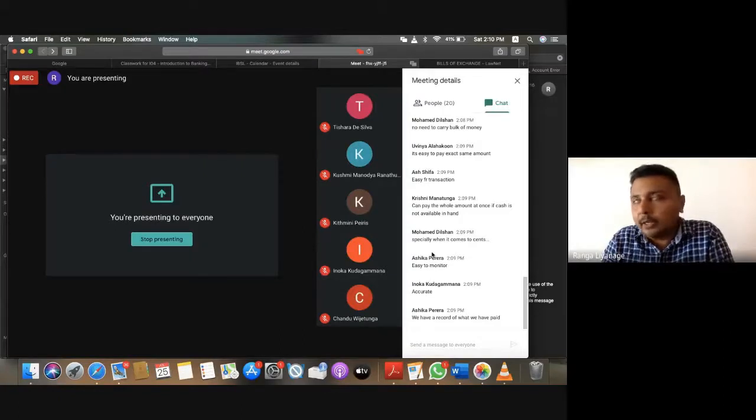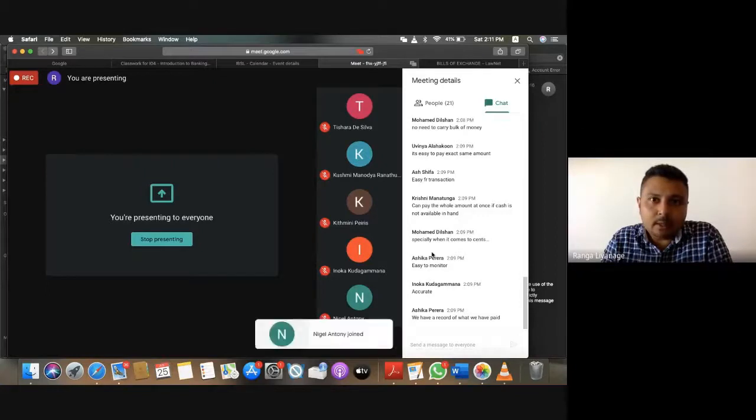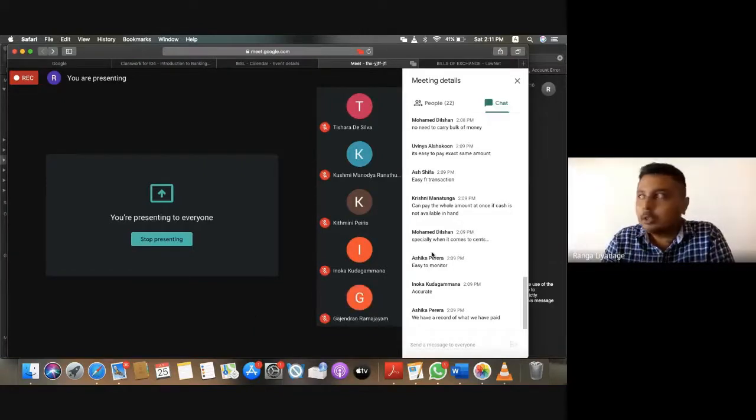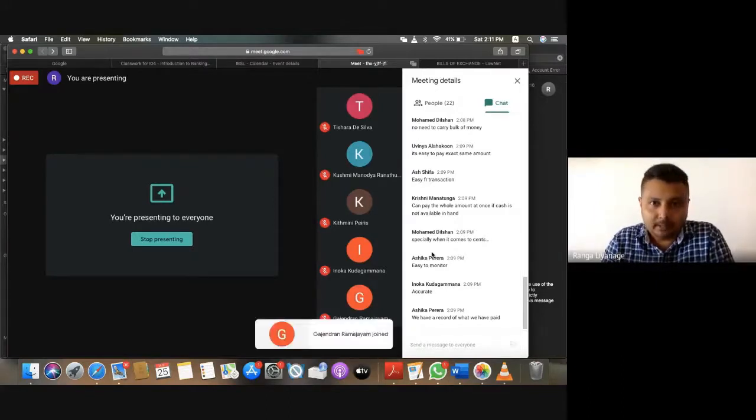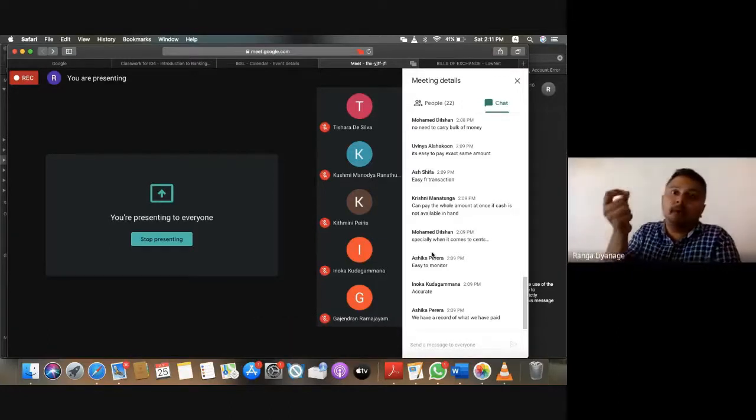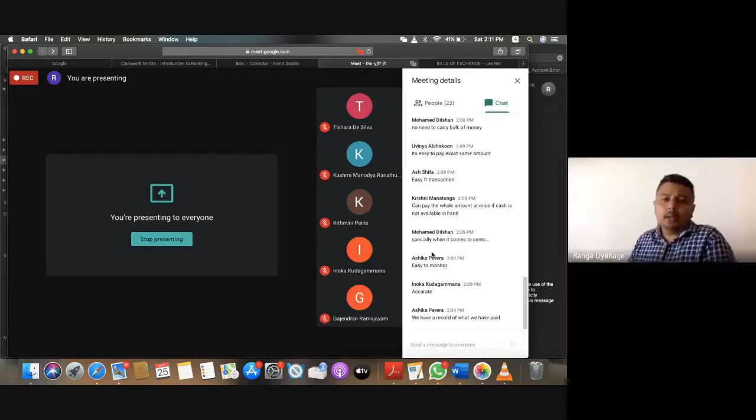How would you feel like that? You go and buy something, and some people are constantly checking whether they have enough cash to buy whatever things they bought. Sometimes you don't have a red cent in your wallet. Personally I come across this, you don't have a red cent in your wallet to pay the parking fees. You come across things like that, especially when it comes to cents. Yes, it needs to be accurate, and if you can pay the exact amount, right?